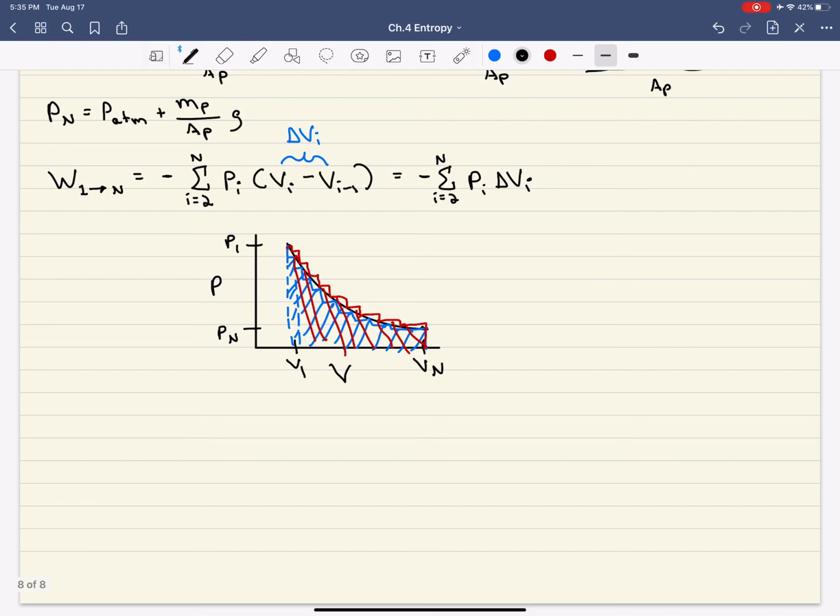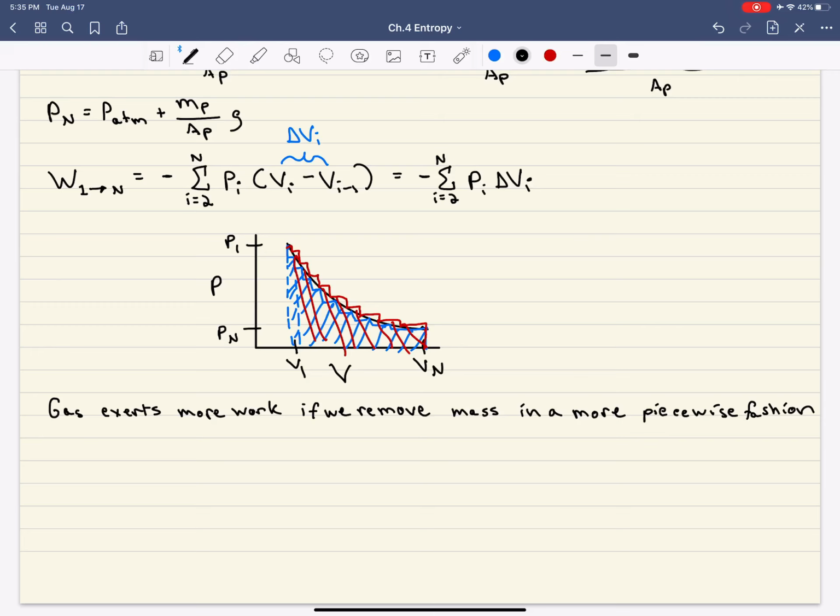Okay, and so to write this out, the gas exerts more work if we remove mass in a more piecewise fashion. And the magnitude of W backwards also decreases.